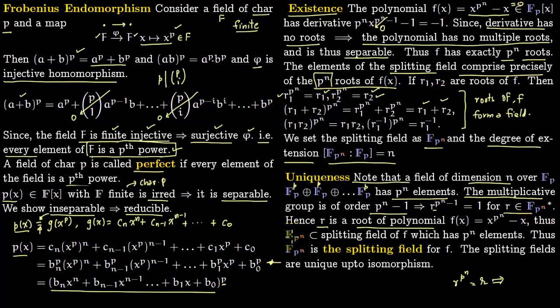So therefore this F_(p^n) is a splitting field of our f, which is this polynomial, and this splitting field has p to the power of n elements. So F_(p^n) is a splitting field for f, and the splitting fields are unique up to isomorphism. So we have shown the existence and uniqueness of finite fields. So after this, we want to come to Galois correspondence of finite fields.